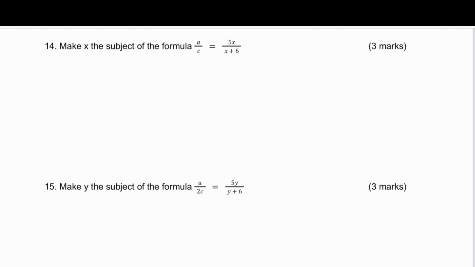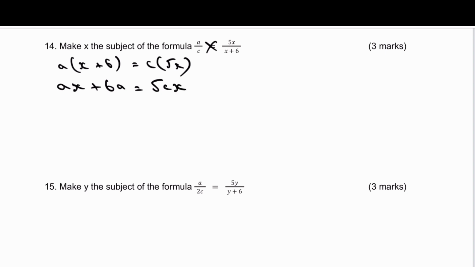So again, I'm just going to cross multiply, and I'm going to get a brackets x plus 6 equals c brackets 5x. I'm looking to make x the subject of the formula, so let's expand out. I've got ax plus 6a equals 5cx, not so great there, but it's absolutely fine. We can still deal with it. Just put x on, in this particular case, the left hand side of this particular formula.